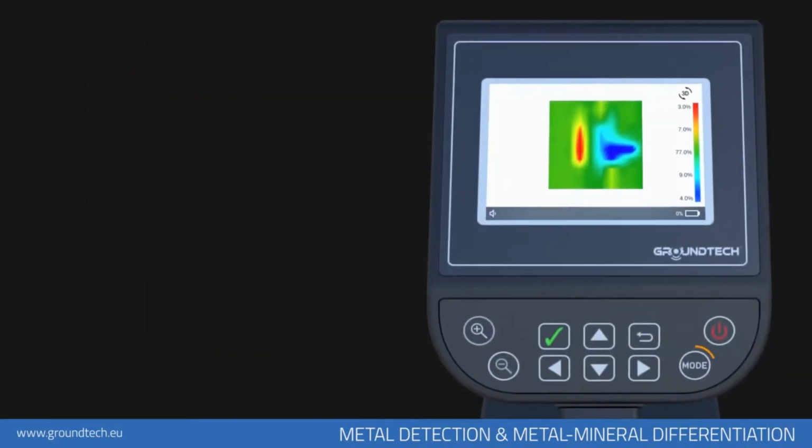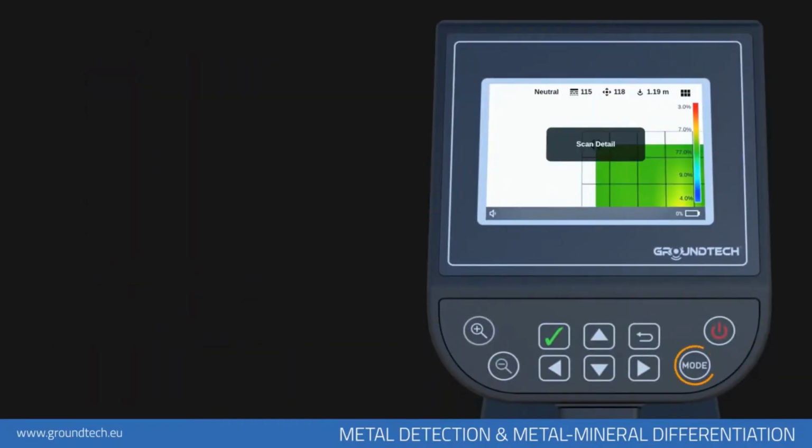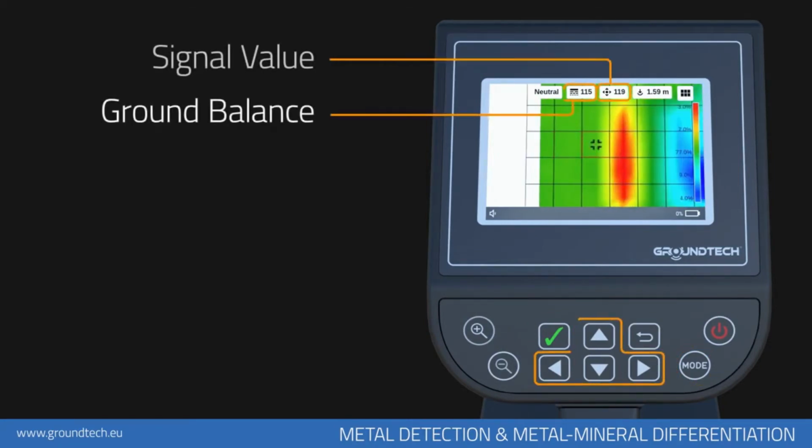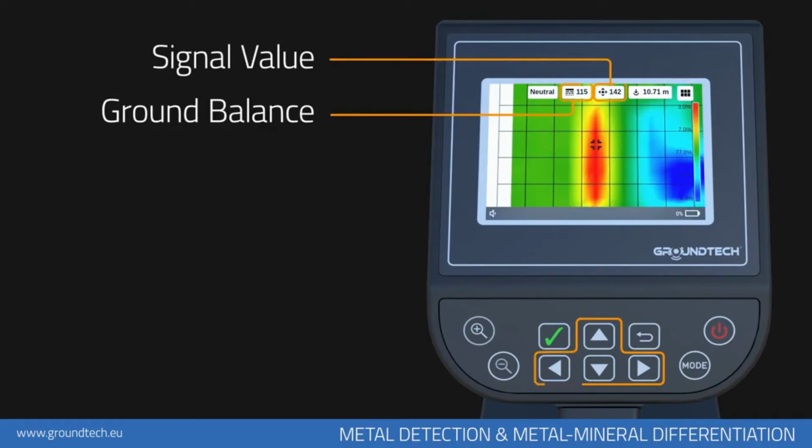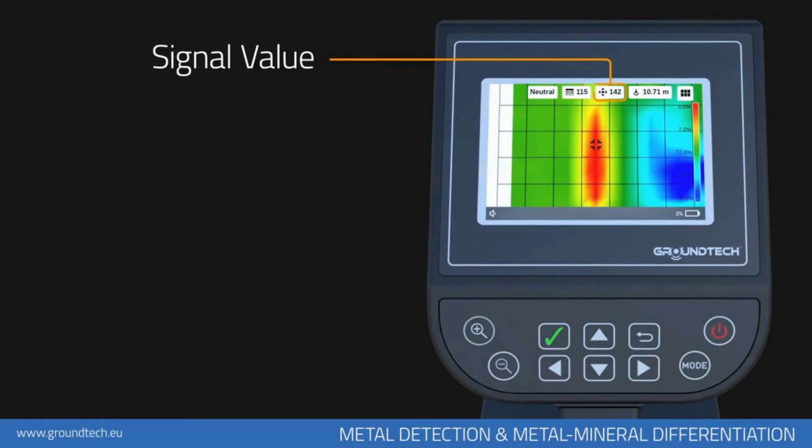In order to see these numerical values, you have to switch to the Scanning Details feature in the 3D viewer function. You can see soil balance value and numerical values of the selected area in the top bar when you go around the graph with direction buttons. There must be an increase of at least 15 units between the soil, which is shown with green on the graph, and metallic objects which are shown with red.